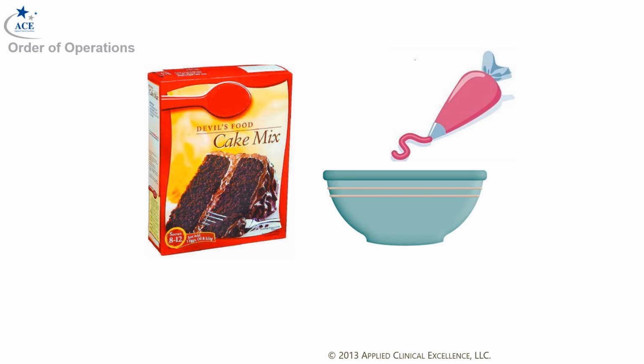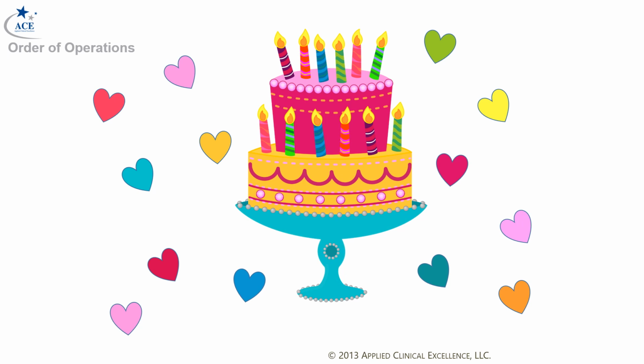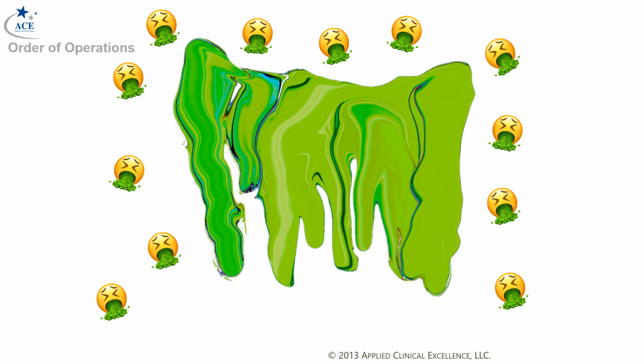Have you ever baked a cake? Would you ever pour a dry cake mix into a bowl and then add icing? Why not? Because that's not the order of operations. However, when you choose to follow the step-by-step order of operations to bake a cake, you end up with a beautiful cake, a cake that everyone wants to eat, versus a cake where you didn't follow the order of operations.